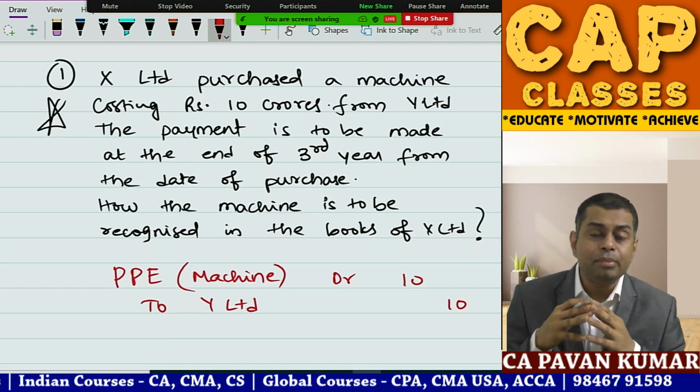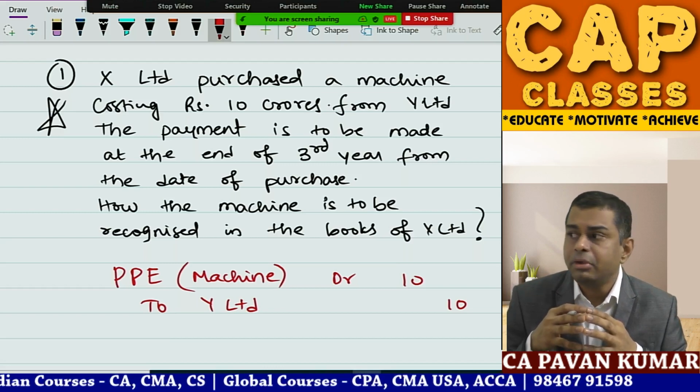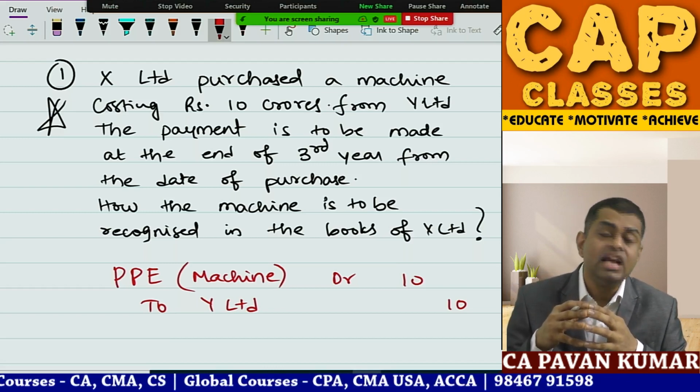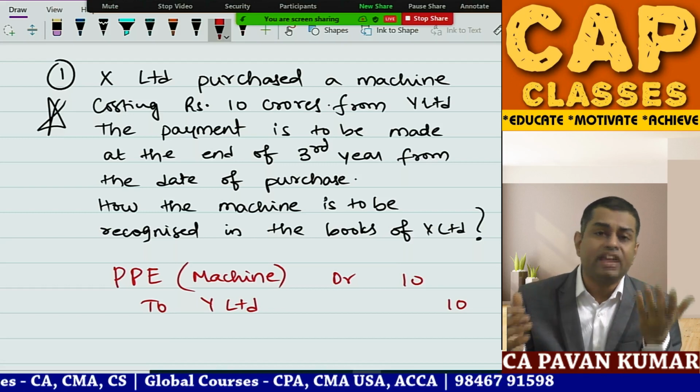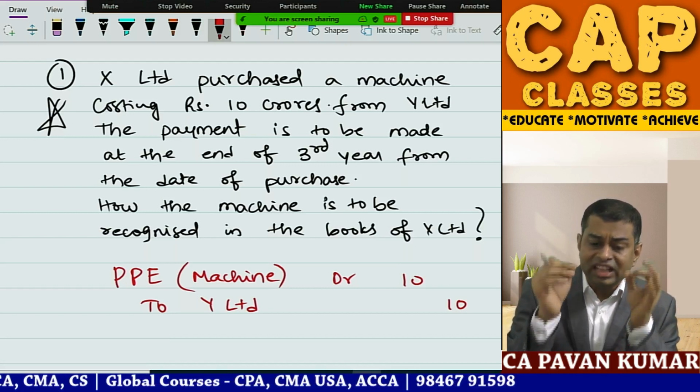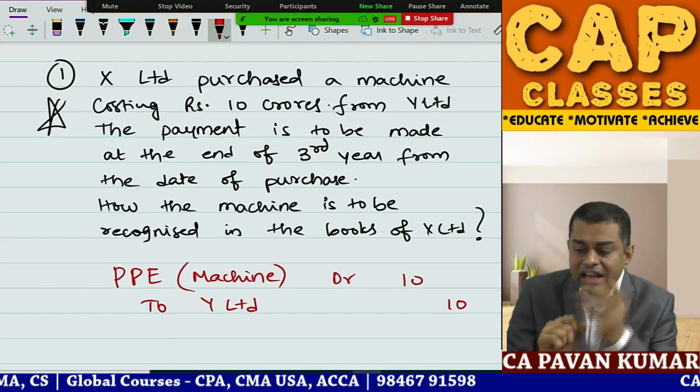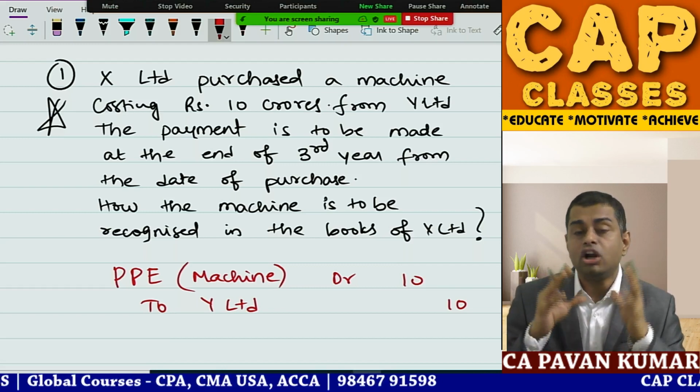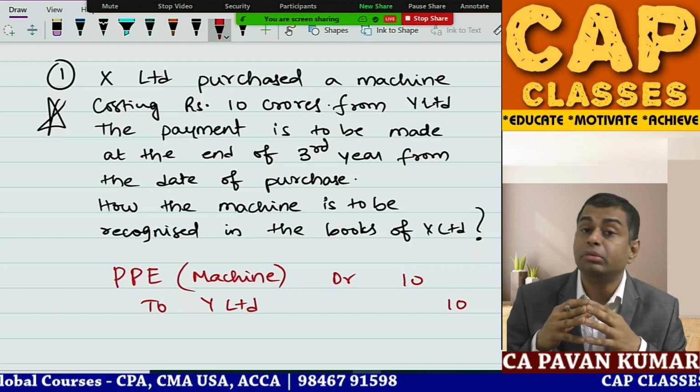Then I asked, what is the payment term? He said 3 years. If I say I have enough cash, I will pay you with a single check today, but I am not ready to pay 10 crores. 10 crores is too much for me.